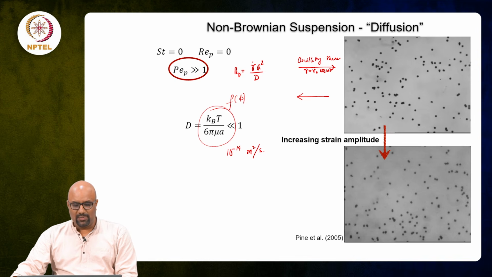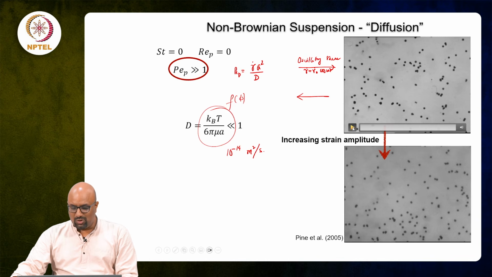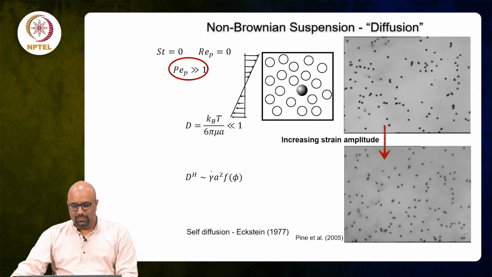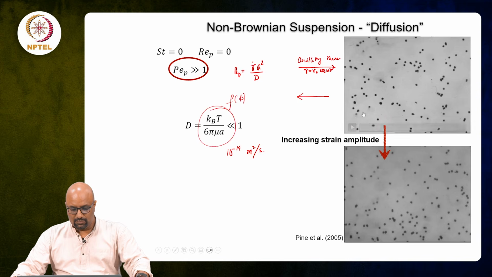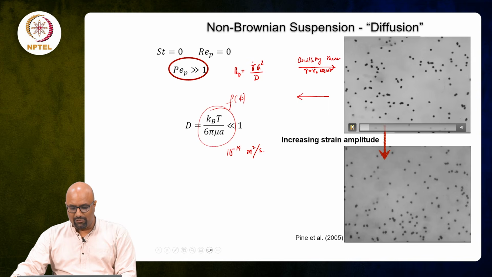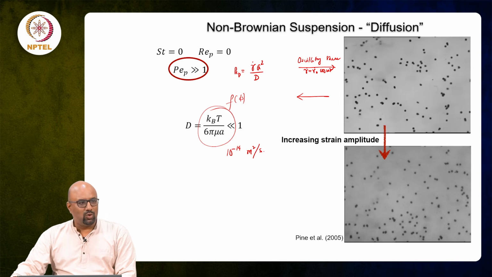The Reynolds number based on the particle is extremely small. The particle Stokes number is extremely small, which means by reversibility of Stokes flow, the particles will do back and forth behavior, and they will come back to where they were originally.